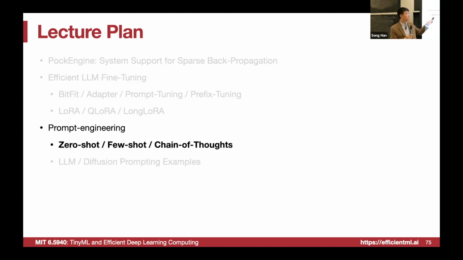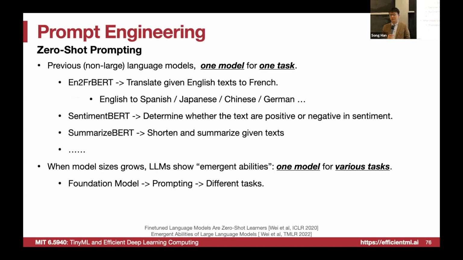So let's start with zero-shot, few-shot, and chain of thoughts. So what is zero-shot prompting? Previous language models, maybe not large, were one model, one task. You have a new task, you have to fine-tune the model for that task.